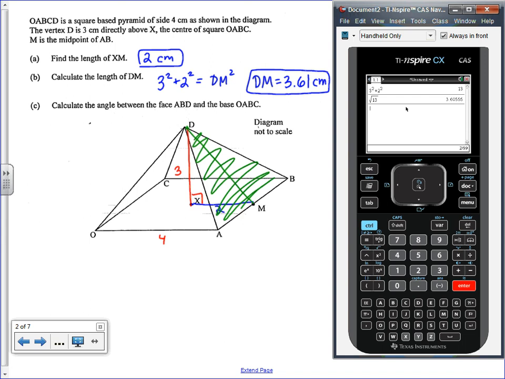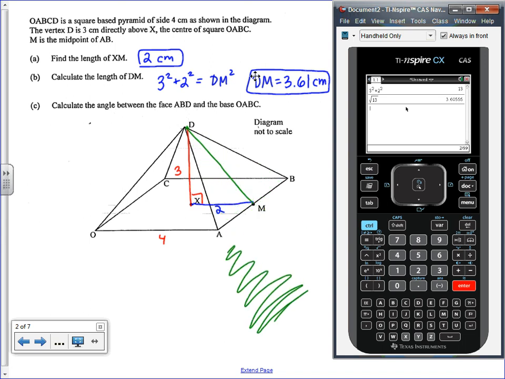So to figure out the angle between that face and the base, it's really asking us to find this angle right here, because DM is on the side face, and XM is on the base. So if we have a line that is on the side face and a line that is on the bottom face, and we're trying to find the angle between them, we can just find the angle between those two lines. And so I'm going to use the tangent with the 3 and the 2, opposite over adjacent. And then inverse tangent if you're trying to find an angle.